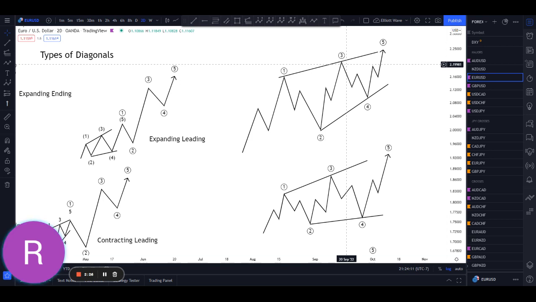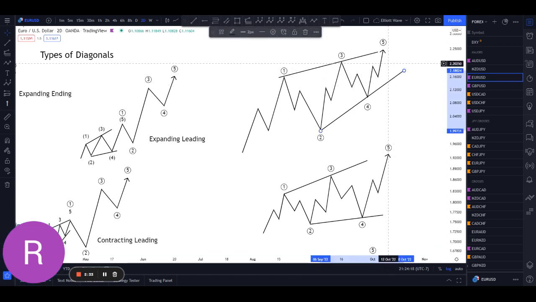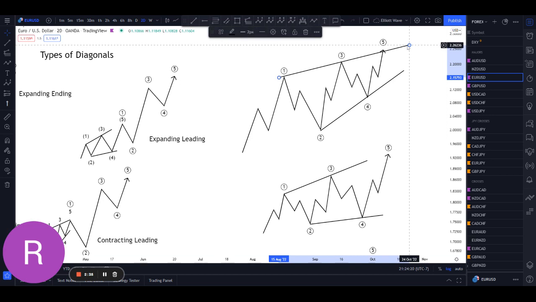Now, we know this is one of the contracting variety because of the trend lines. The trend lines converge or move towards one another. So if we were to extend these trend lines out, we see that they get closer and closer and will eventually cross. That's how you know you're working with a contracting diagonal. Some rules to keep in mind for contracting diagonals. Wave 3 is always shorter than wave 1. Wave 4 is always shorter than wave 2, and wave 5 is always shorter than wave 3.